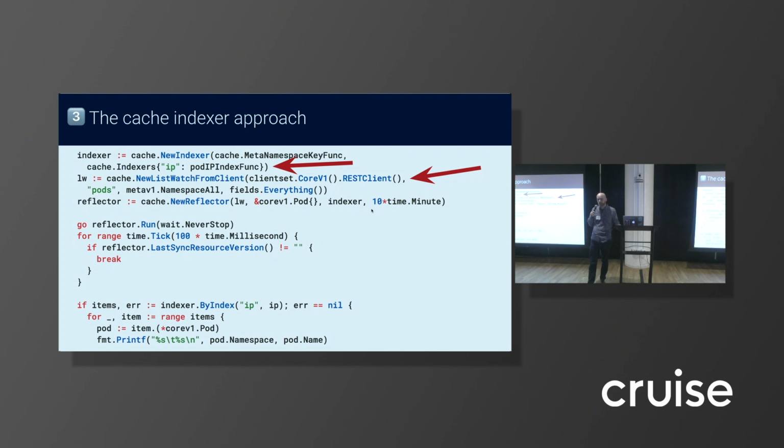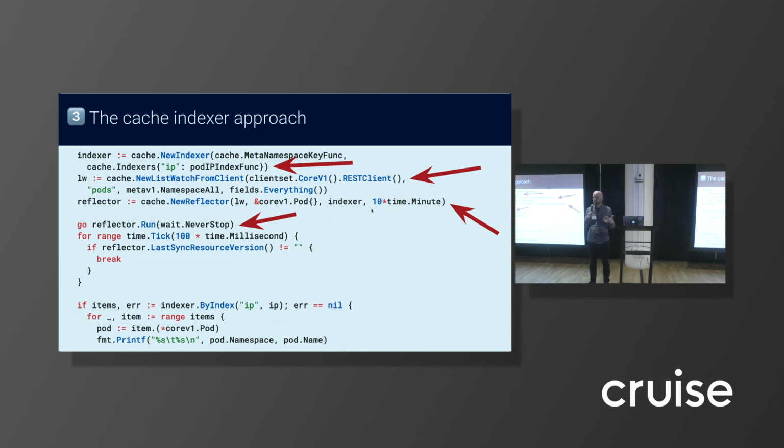Then with the list watcher, you have to create a reflector. The reflector takes the list watcher and the indexer and smashes them together, and then you can run it. So the next thing to do is to run the reflector, and the reflector will actually tell you if it's fully synced with the Kubernetes API.